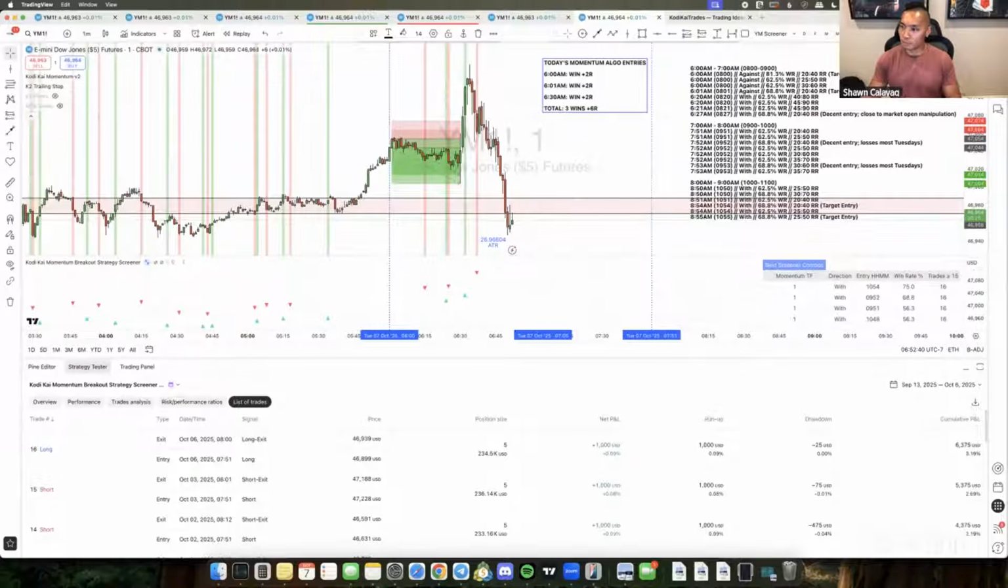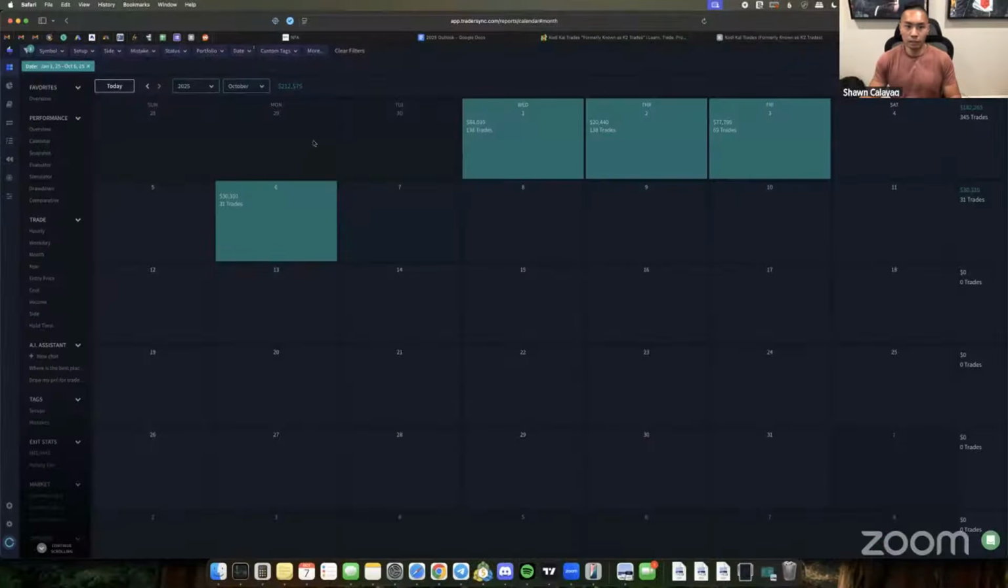Anyways, I'm trying to update my TraderSync, guys. It's just not updating. So here's my calendar right now. For the month of October, I've taken all these trades live with you here. I'm currently up 212,575 for October. It's been a really, really good month for us. We have a win over here on the 30th, Tuesday and Monday as well.